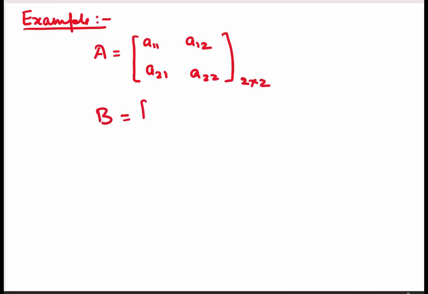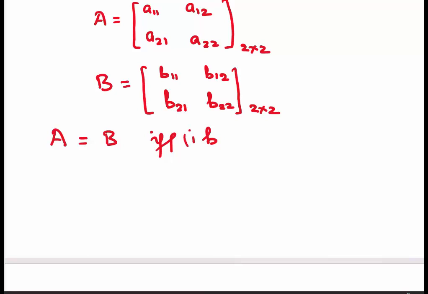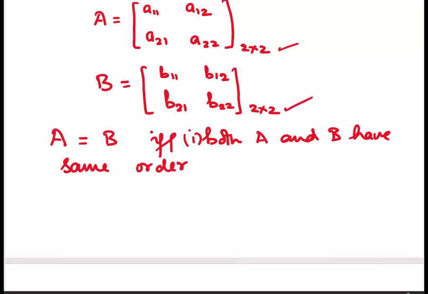Let's take two by two matrices A and B, where A has the elements A11, A12, A21, A22, a 2 by 2 matrix, and B has the elements B11, B12, B21, and B22. This is also 2 by 2. Now, A is equal to B if and only if both have the same order, which we already have as both of them are 2 by 2.